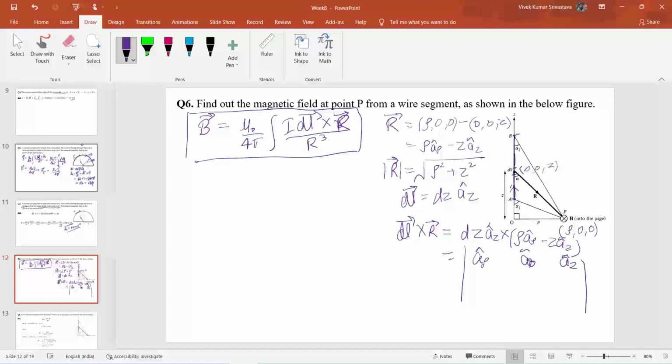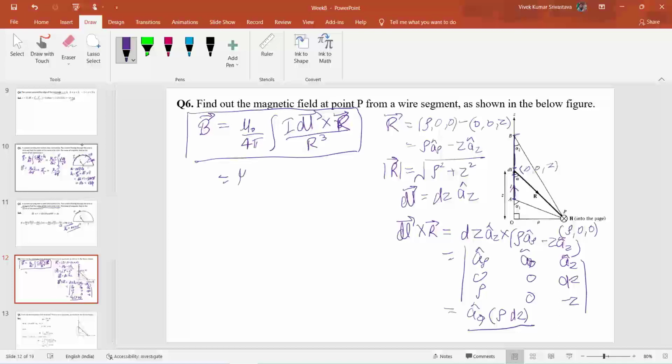Okay, and this will be equal to 0, 0, dz, and this will be 0, sorry, rho, 0, minus z. So this will be equal to: a rho component will be 0, the component of a phi will be rho dz, and similarly the az component will also be 0. So the value of dl cross vector r is obtained as rho dz a phi. Okay, so we have to put this here.